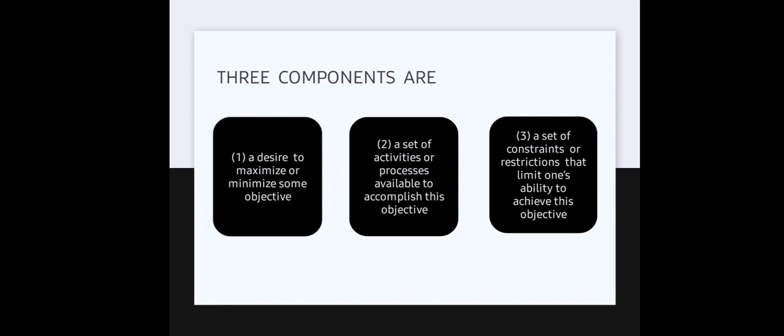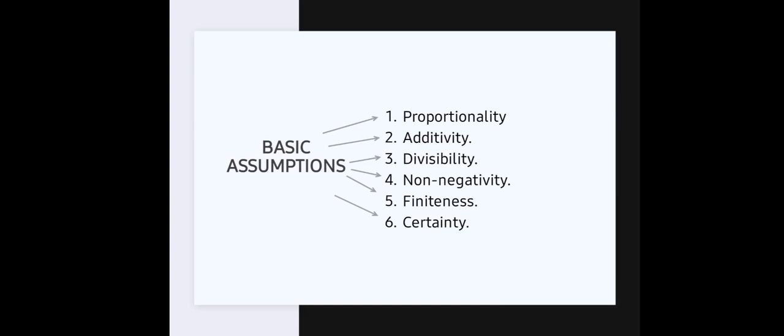The first is the desire to maximize or minimize some objective, and second is the set of activities of the process available to accomplish this objective, and third is a set of constraints or restrictions that limits one's ability to achieve this objective. And there are certain basic assumptions in LPP.